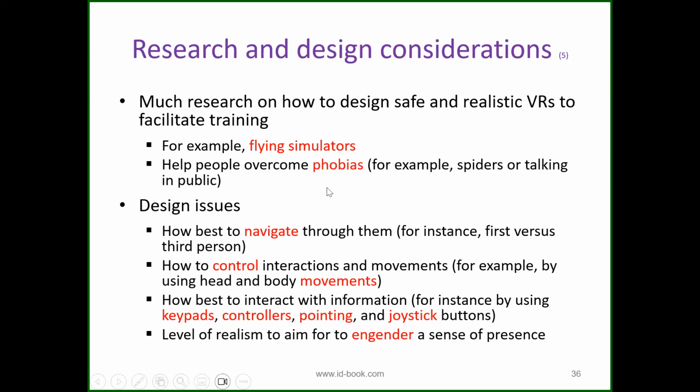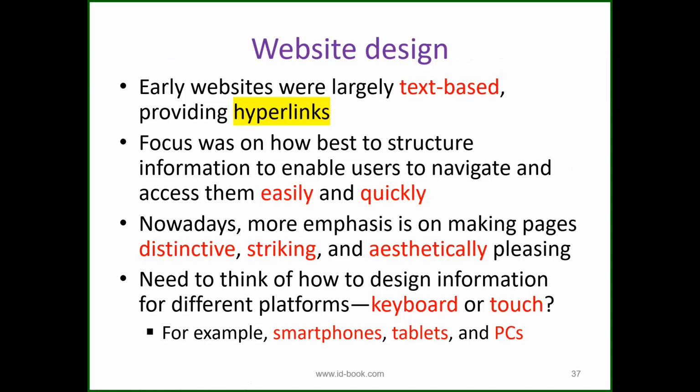Yeah, here we are seeing that people can be helped to overcome their fears. For example, spiders or talking in public can be greatly helped out by letting the user overcome their fears or phobias. That was all about multimedia and virtual reality. Now we are trying to understand the third type of interface in today's session, which is called website design. Early websites were having large text.